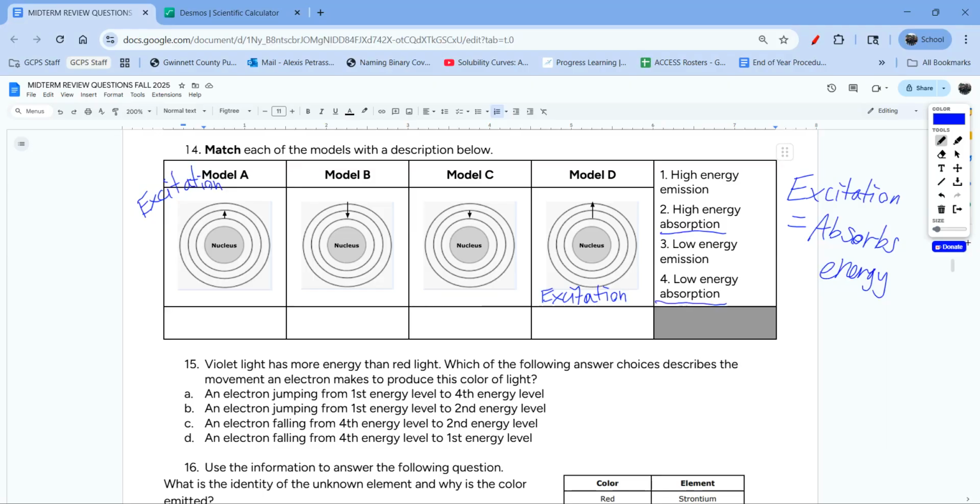Now, the only difference is this says high and this says low. Low is referring to a shorter jump, a shorter arrow. High is talking about a bigger jump or a bigger arrow. So model A, low energy absorption, did not absorb much. Model D, high energy absorption, absorbed more than model A, right? All right, so because I gave you those two, hopefully you can figure out the other two. Emission is talking about emitting energy, energy leaving.